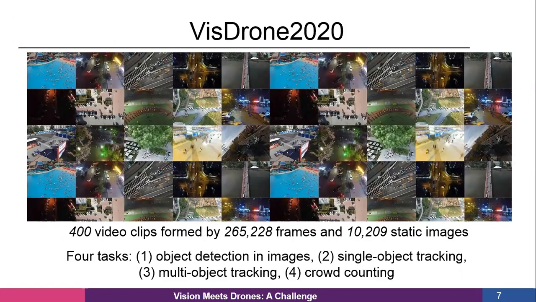So in our current VisDrone 2020 challenge, we have collected 400 video clips formed by over 200,000 frames and 10,000 static images. Finally, we also collect four tasks. That is object detection in images, single object tracking, multi-object tracking, and crowd counting.